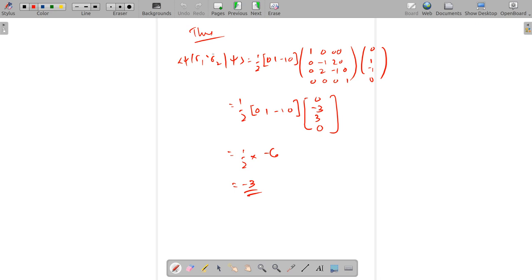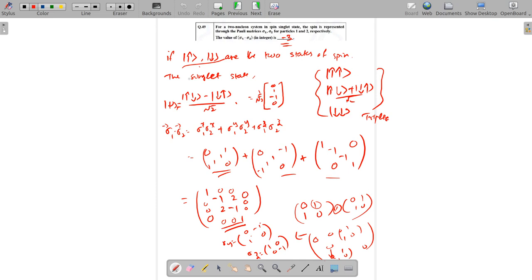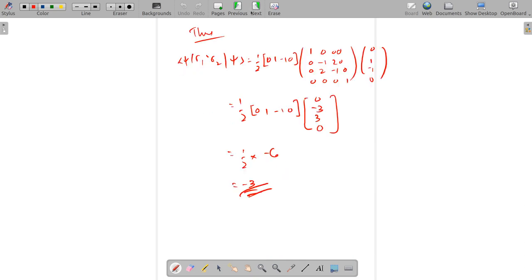Now just find out the expectation value of the singlet state in this operator. Matrix multiplication is only matrix multiplication, so you will get this. At the end you will get minus 3. So it is a little advanced question, because you have to identify what the singlet state is and also this tensor product formalism, how to take the tensor product of two matrices, Pauli matrices, etc. Anyway, the answer is minus 3.